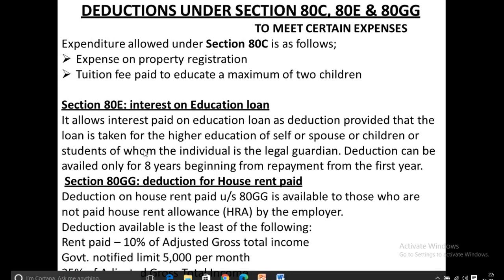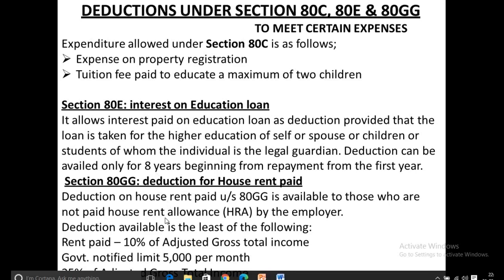However much interest is paid on the education loan, that entire amount will be allowed as deduction for 8 years. It will be allowed from the date the education loan is taken, for 8 years.